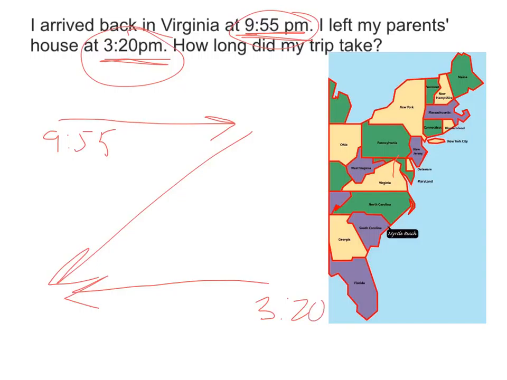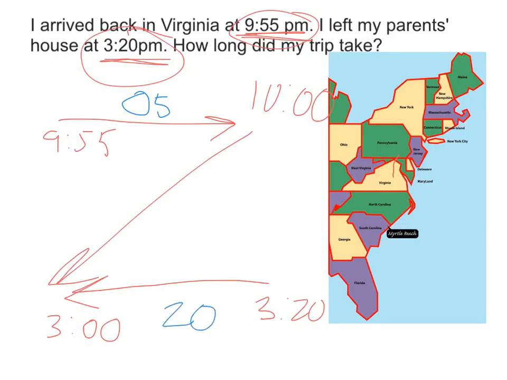Now the next whole hour after 3:20 is 4 o'clock, and my whole hour before 9:55 is 9 o'clock. Now, how many minutes does it take to get from 3:20 to 4 o'clock? It takes me 40 minutes. How many minutes is it from 9:55 back to 9 o'clock? That will be 55 minutes.